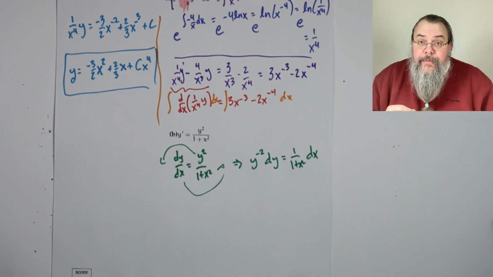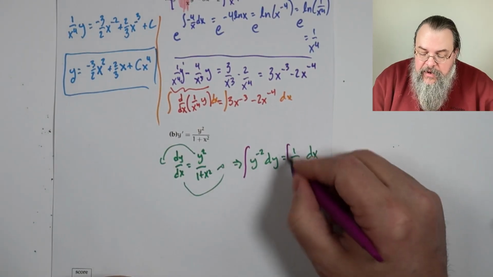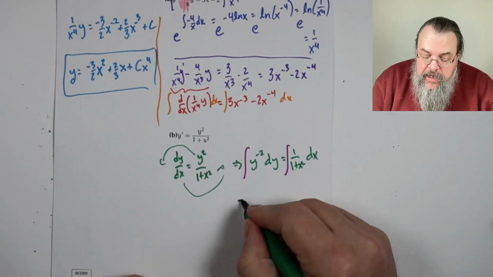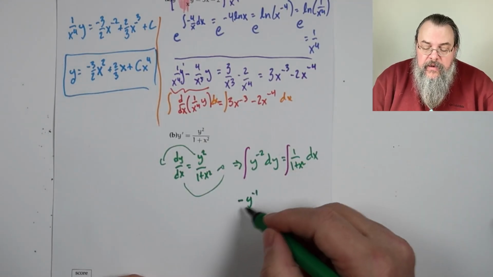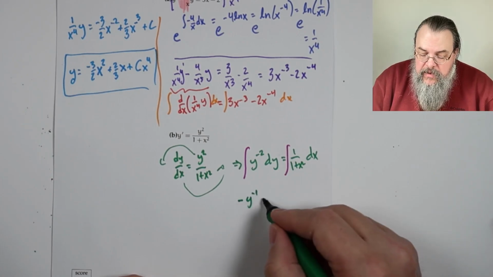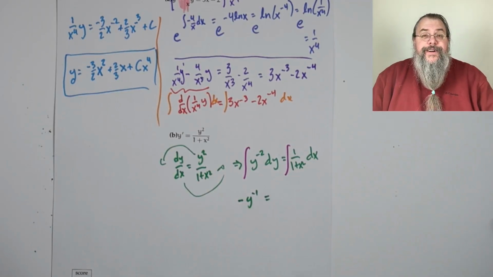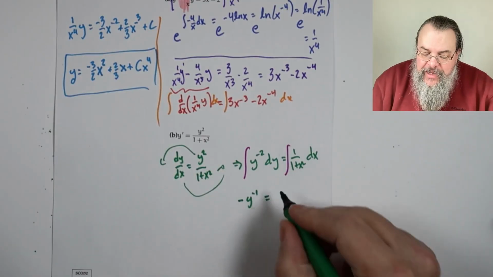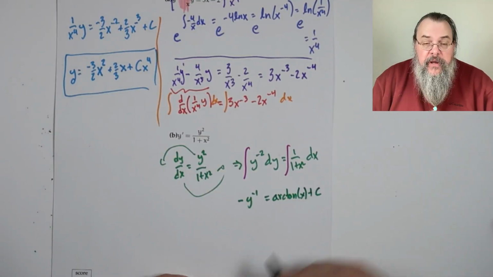Now that you've separated, the next thing is to integrate it. So we say, okay, integrate both sides. What's the integral of y to the minus 2? Well, the answer is minus y to the minus 1, right? You add 1, and then you divide by a minus. Which equals the integral of 1 over 1 plus x squared. Beautiful. A work of art. It's arctangent. And then, of course, don't forget your plus c.